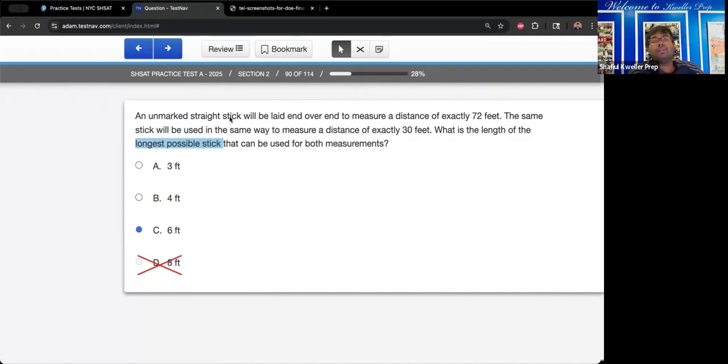Again, it says an unmarked straight stick will be laid end over end. That means if we have a distance of 72 feet, we're going to use that 6-foot stick 12 times. We're going to lay it end over end. So we're going to have 12 sticks each of length 6. Just to make sure that you guys get this. Yeah. This is the next one.